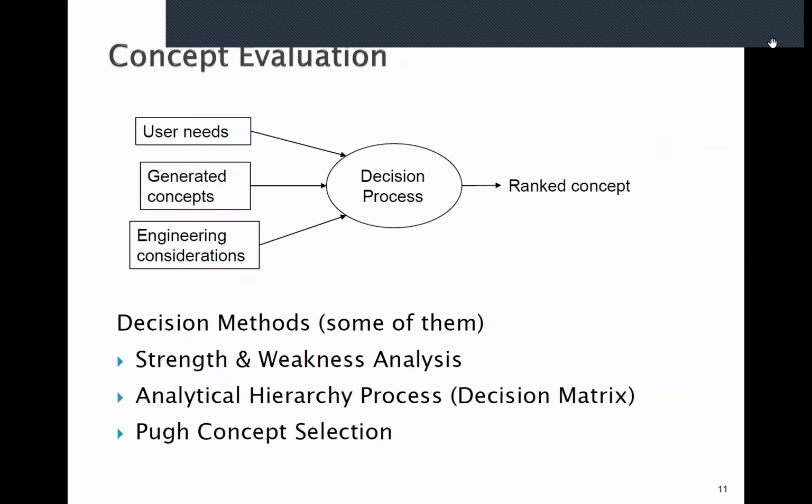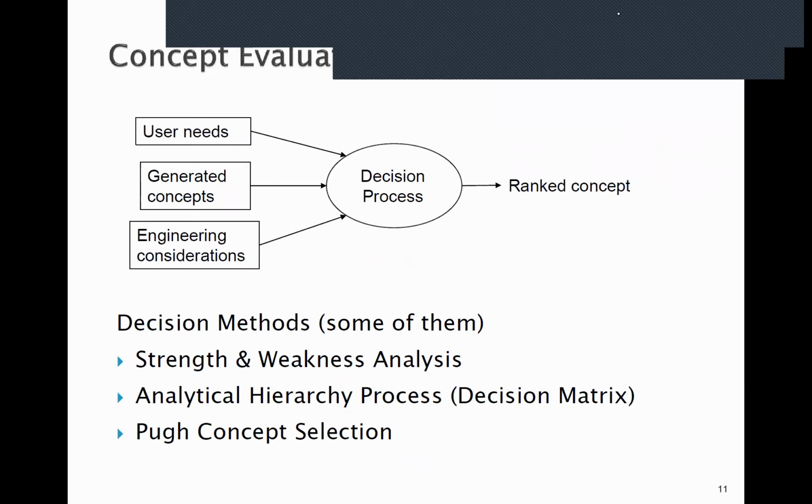Concept evaluation. Now we have a concept and need to evaluate those concepts. This evaluation is a decision process, and we have to consider user needs here. Engineering considerations are an input to this decision. So this is the stage where we have to think about the feasibility of the system, whether it is applicable, whether it could be implementable or not. So we have to be an engineer now.